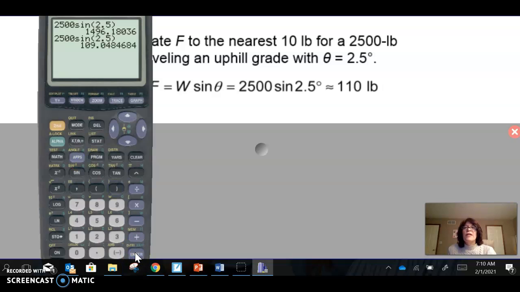Now we get 109. We were supposed to round to the nearest 10 pounds. It's kind of odd to do that, isn't it? Anyway, they wanted, is it 100, 110, 120, 130? Let's just round to the nearest 10. So 109, they called that 110 pounds. Okay.